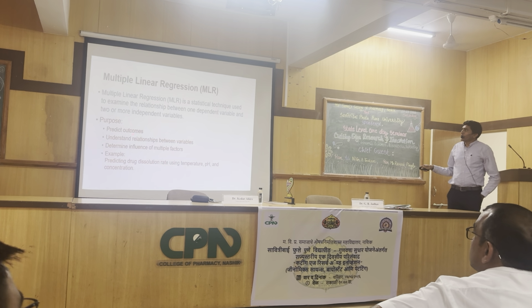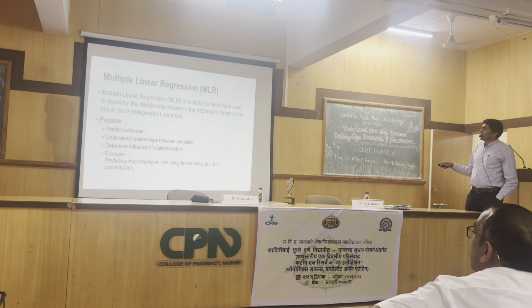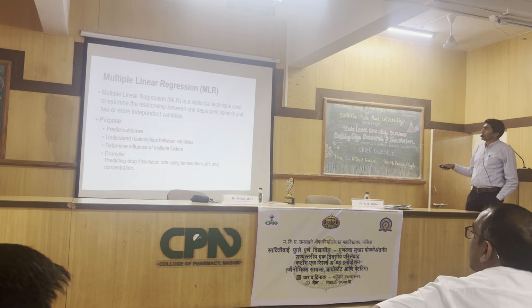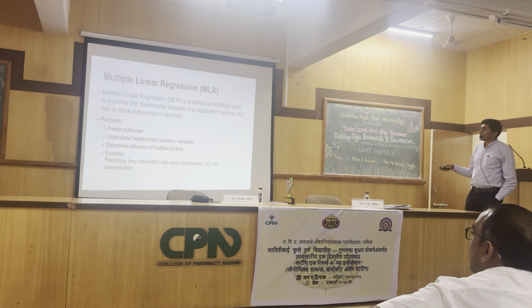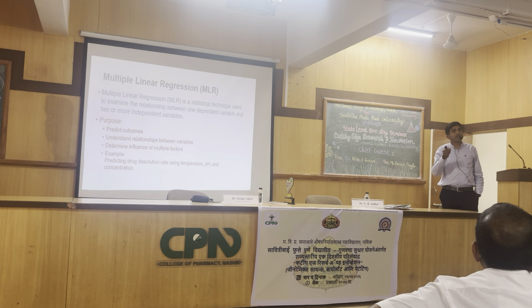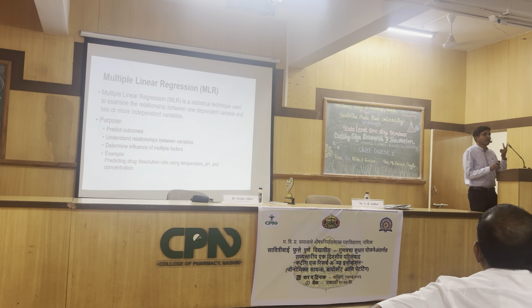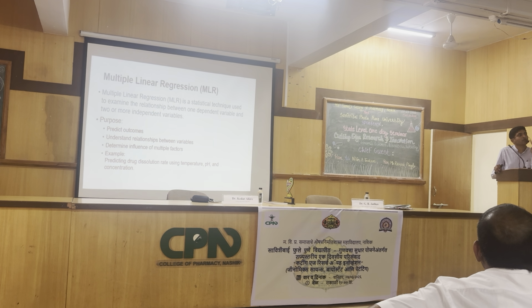Therefore, multiple linear regression is a statistical technique used to examine the relationship between one dependent variable and two or more independent variables. So the output is only one, but the inputs are multiple. When there is only one output and one input, we say that it is a simple linear regression, one x and one y. But if there are multiple x and a single y, then we say that it is a multiple linear regression.